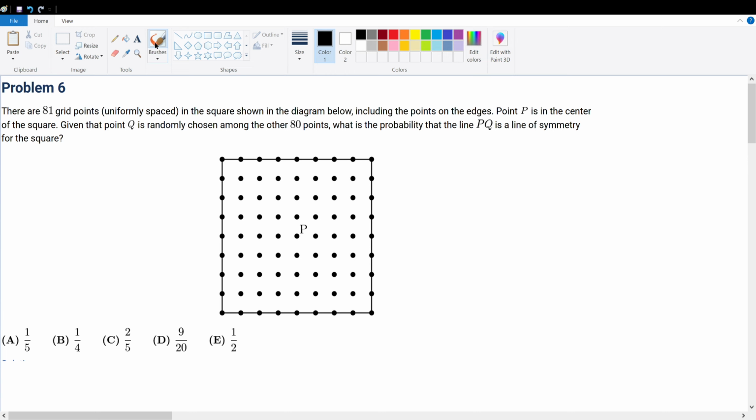Problem 6. There are 81 grid points uniformly spaced in the square shown in the diagram below, including the points on the edges. Point P is in the center of the square. Given that point Q is randomly chosen among the other 80 points, what is the probability that the line PQ is a line of symmetry for the square?